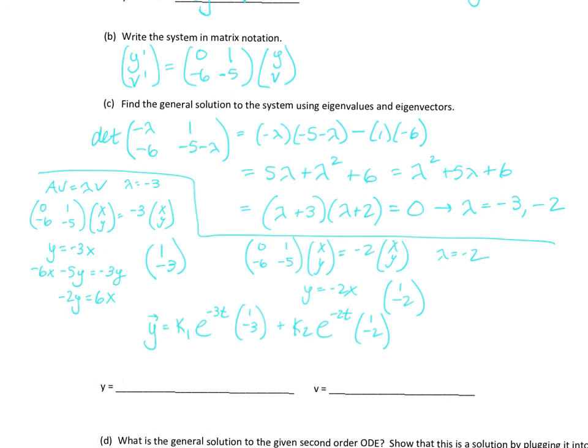Okay, so now what we do is we break this out into the y and the v. Y is the first entry and v is the second entry according to how I defined the system. Y is on top, v is on the bottom. Okay, so y is going to be k1 e to the negative 3t plus k2 e to the negative 2t. And then v is the second entry, so I get negative 3 k1 e to the negative 3t minus 2k2 e to the negative 2t.